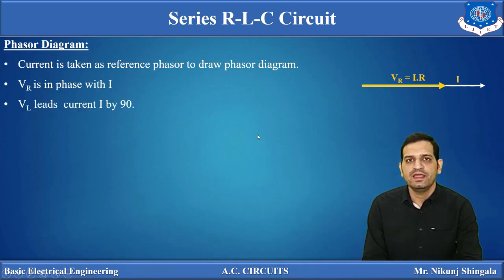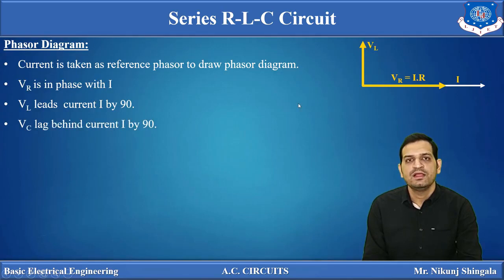The next quantity is VL. We know that for a purely inductive circuit, VL, the potential difference across the inductor, leads the current by 90 degrees. Current is taken in this direction, so VL will be in the upward direction. It will not be in the downward direction because we assume that phasors rotate in the anti-clockwise direction. As VL is leading the current by 90 degrees, it will be in this direction, because phasors are always drawn in the anti-clockwise direction. So VL leads I by 90 degrees.